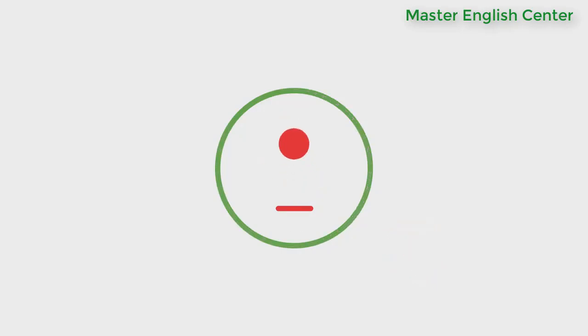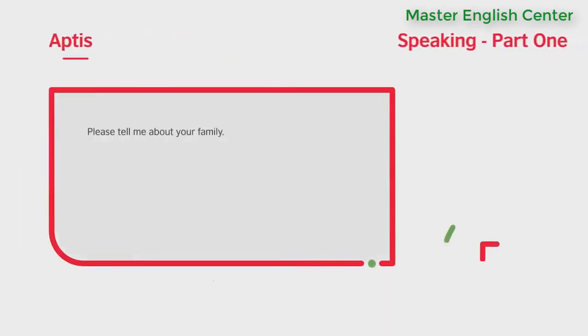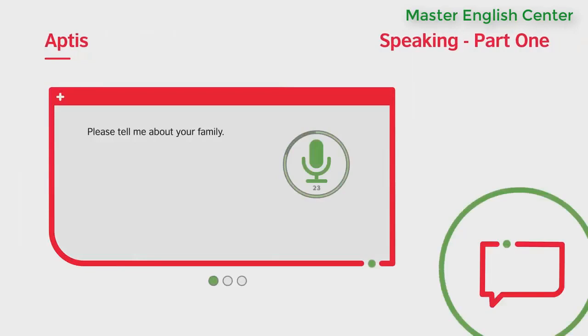Make sure you fully respond to the question before you stop the recording. In Part 1, you'll be asked 3 questions about yourself and your interests. You're expected to speak for 30 seconds for each question.